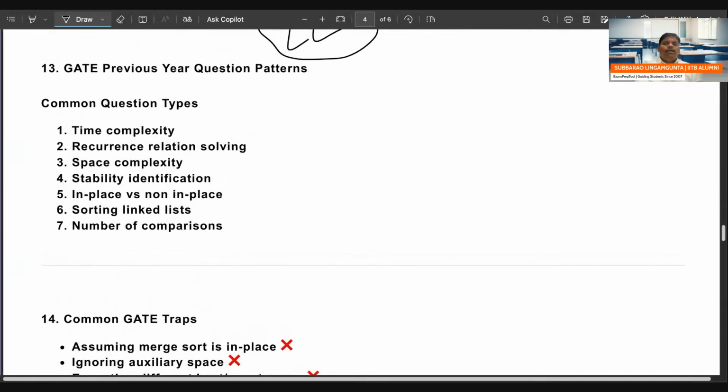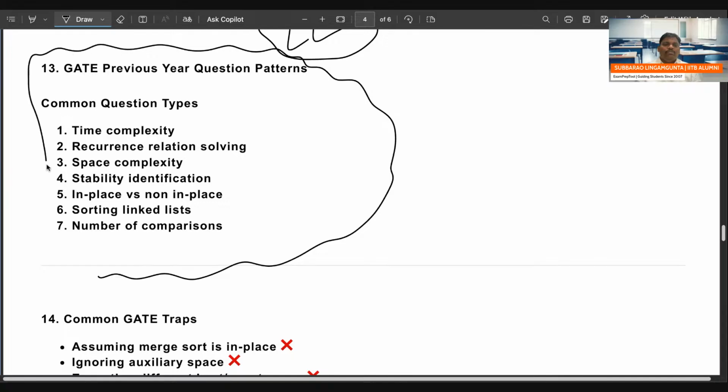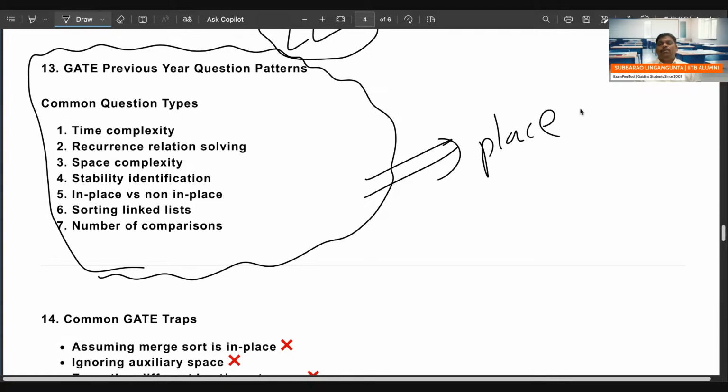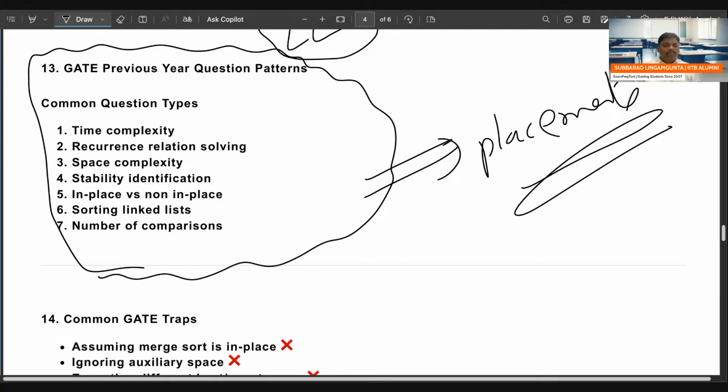So many questions are there in the GATE examination. So many questions on merge sort, not one or two. If you go to placements also, you will find many questions. Need not be the GATE examination; in any competitive exam of computer science, or placements, many questions are there.